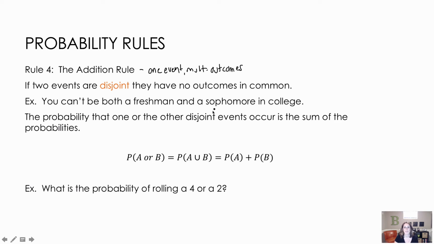So let's say I'm going to roll a die. That's one event. The outcomes I would be satisfied with are any of the even numbers. So more than one thing could occur and I'm still satisfied with it.